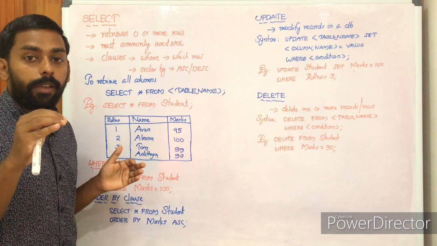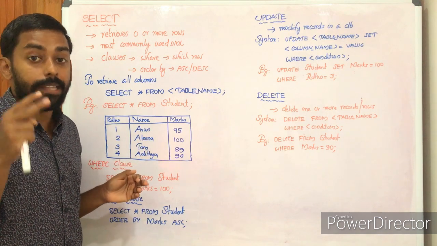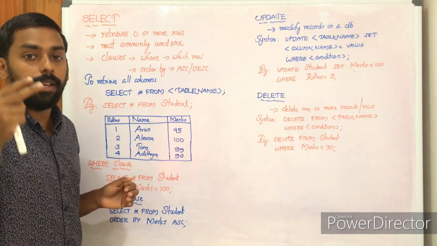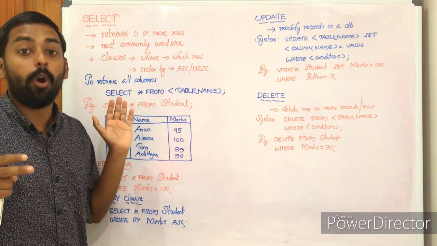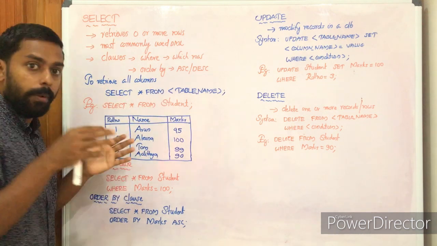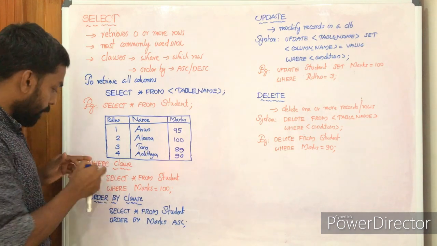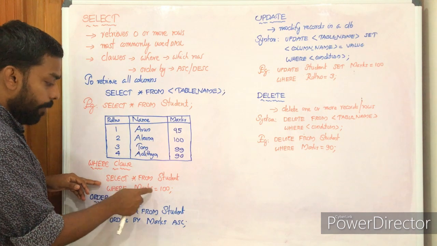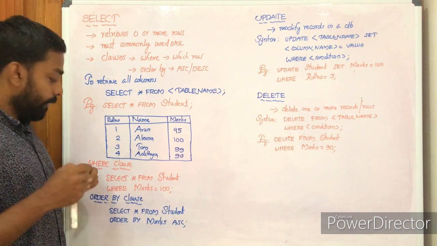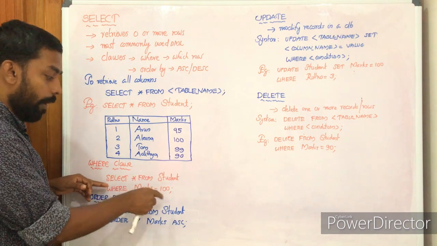Okay. Now we are looking at the clauses used with select statement. Here we have only two clauses. One is where and the second is order by. So you know the application of the where clause. We have an example here. Select star from student where marks equal to 100.